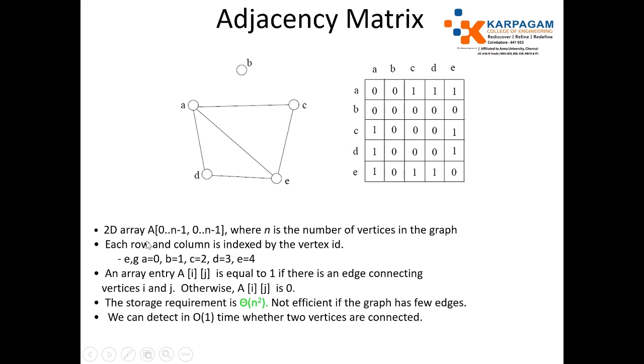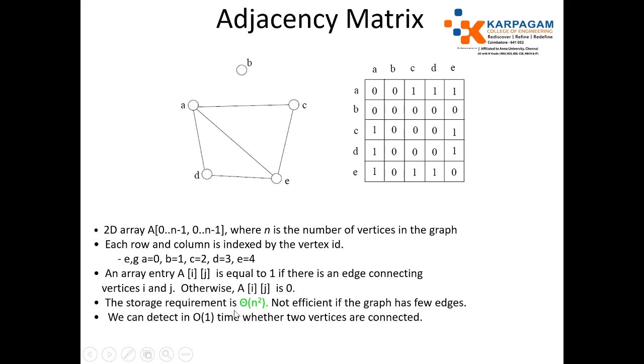Actually, it is a 2D array A, with rows ranging from 0 to n minus 1 and columns ranging from 0 to n minus 1, where n is the number of vertices in the graph. Each row and column is indexed by the vertex ID. Example, A equal to 0, B equal to 1, C equal to 2, D equal to 3, and E equal to 4. An array entry A[i][j] is equal to 1 if there is an edge connecting the vertices i and j. Otherwise, A[i][j] equals 0.